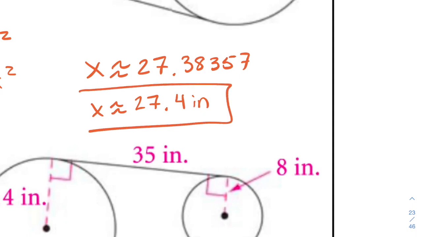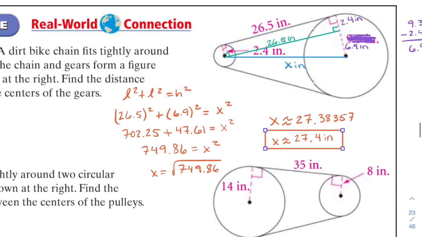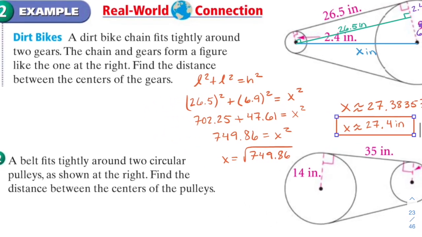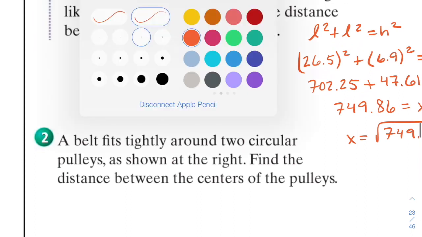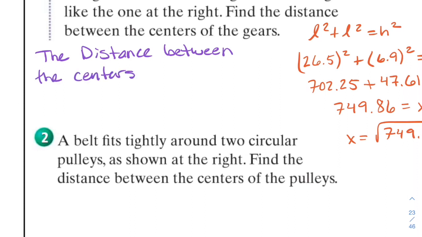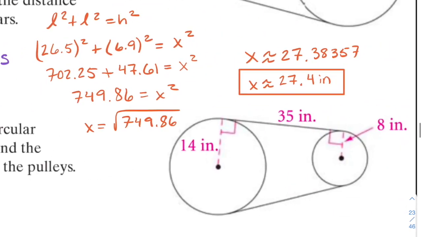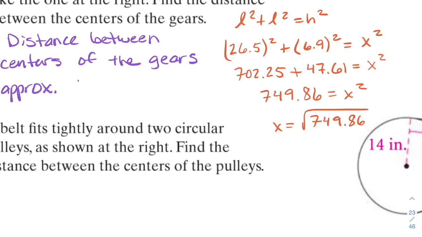So there we are. The length of the distance between the centers of the gears is approximately 27.4 inches.